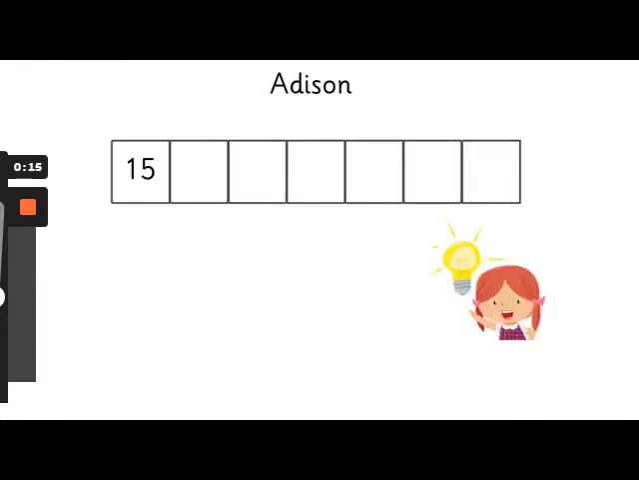Great, let's start. Our first maths problem is with Addison. Addison has the number 15. However, there are numbers missing. That means we need to work out what numbers come after 15. Pause the video now to have a think.